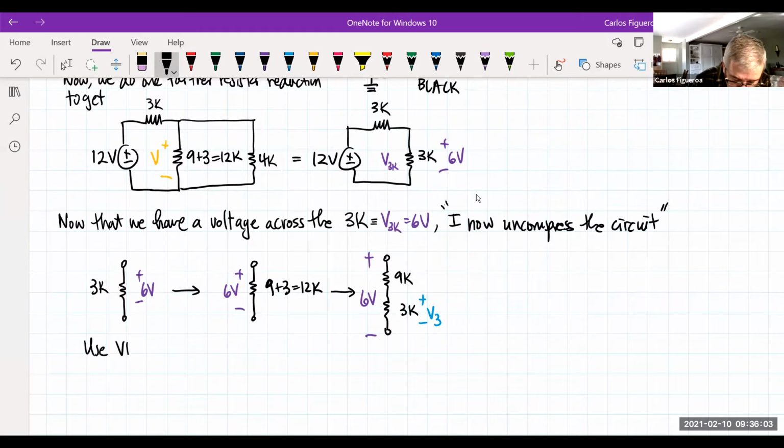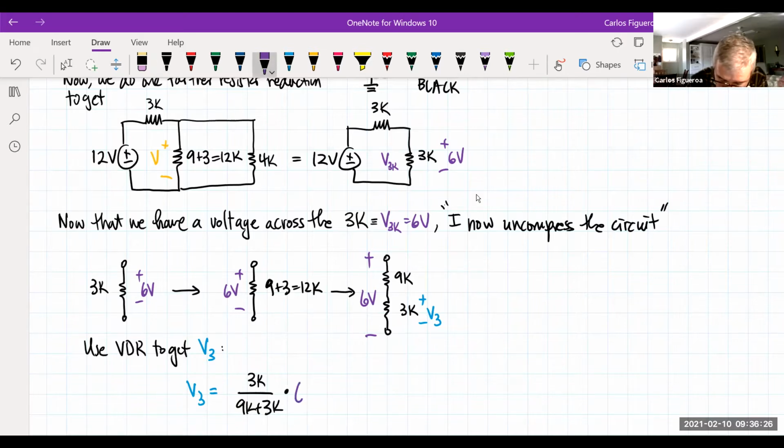What am I going to use? I'm going to use VDR, voltage division, to get the blue voltage, V3. So here I go. V3 is going to be equal to what? Its resistance divided by the sum of them, times its branch voltage. In this case, it's got to be the 6 volts. So when I do that, I'm going to get 18 divided by 12.